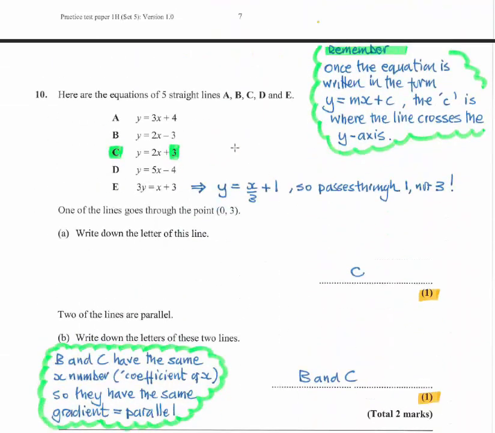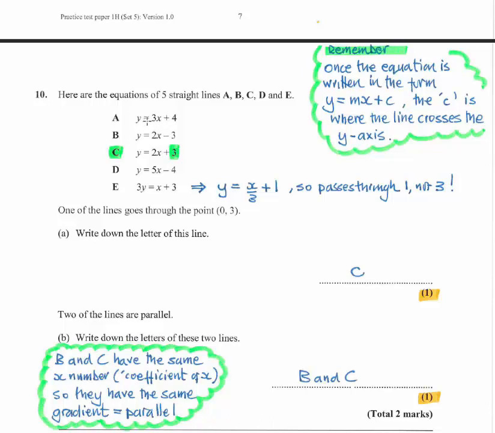Question 10. Here are the equations of 5 straight lines A, B, C, D and E. One of the lines goes through the point 0, 3. Write down the letter of this line. Well, the first thing we need to do is write every equation in the form y equals something x plus something. And we normally have an m and a c. Y equals mx plus c.